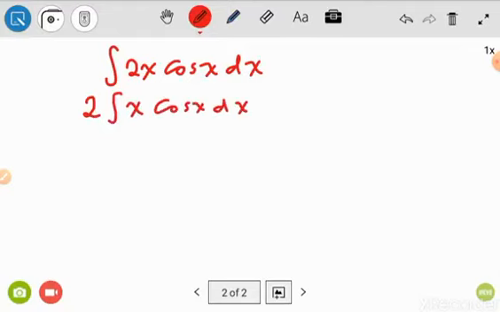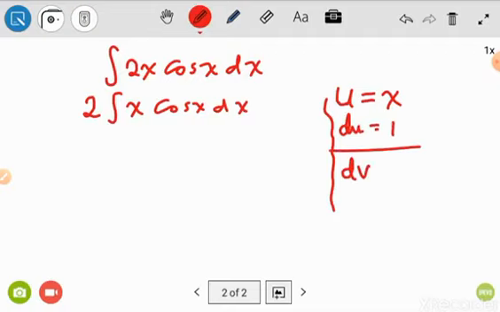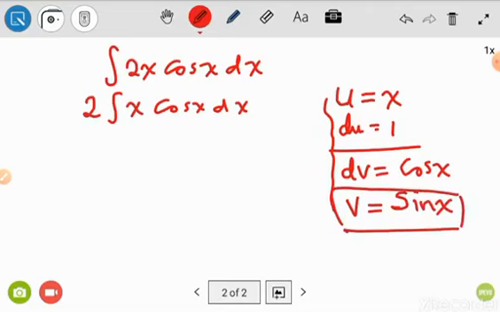To integrate this part by parts again, we will let u be the algebraic expression, which is x, and the derivative is 1, and once again dv is equal to cosine x. The integral of dv is v, and the integral of cosine x is sine x, not negative. Yes, it's sine x.